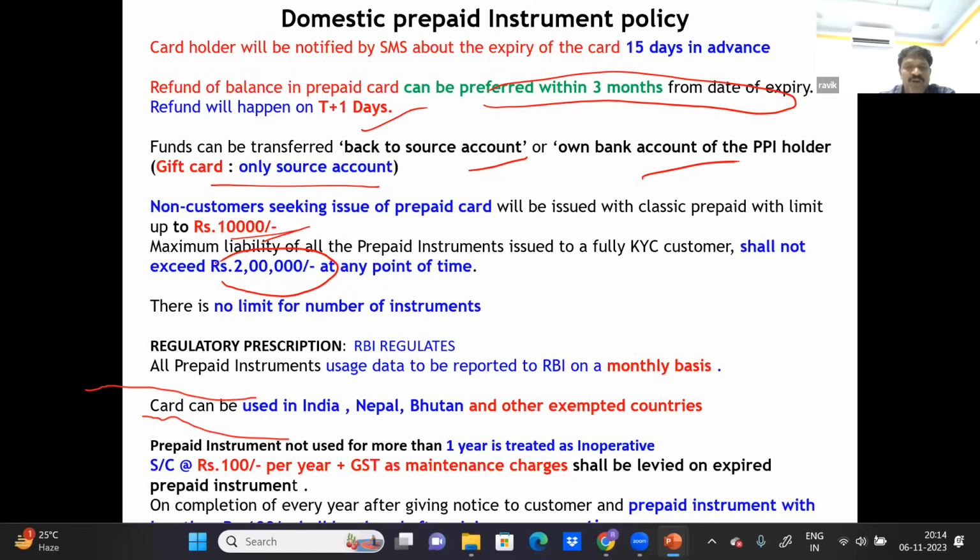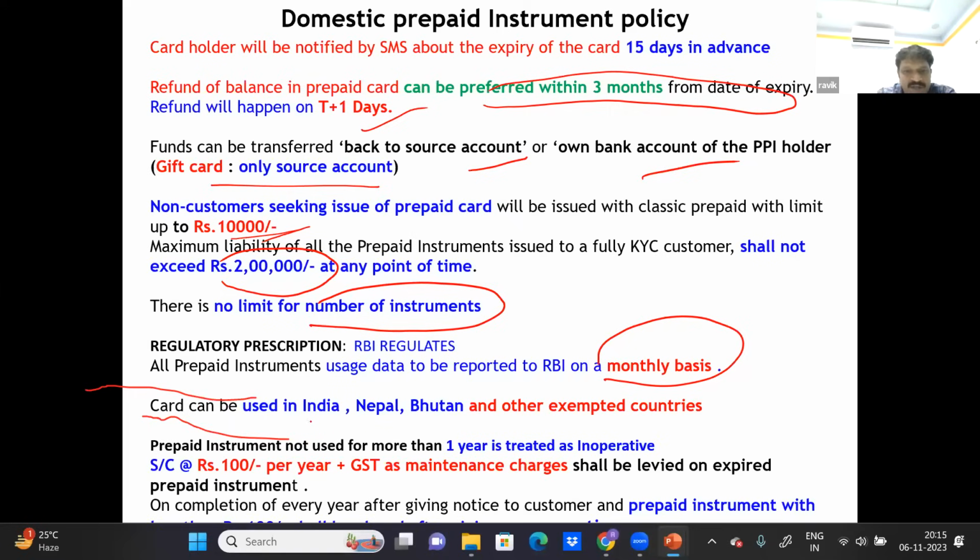There is no limit for the number of instruments. Any number you can give, but all together should not be more than 2 lakhs. Regulatory prescription: RBI regulates all prepaid instruments, to be reported to RBI on a monthly basis. And remember, this card can be used in India, Nepal, Bhutan, and other exempted countries.